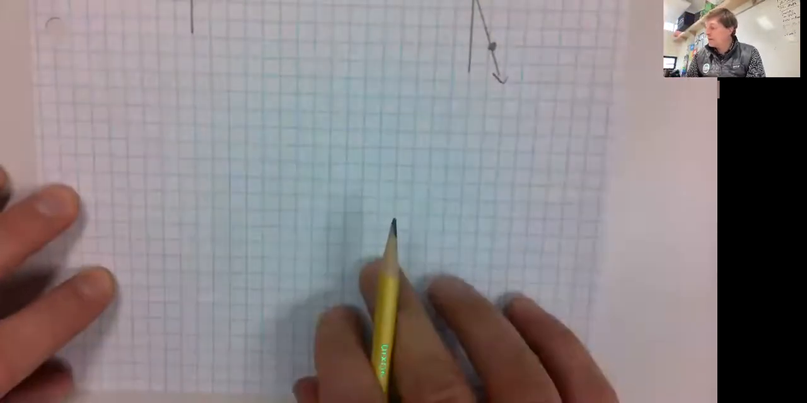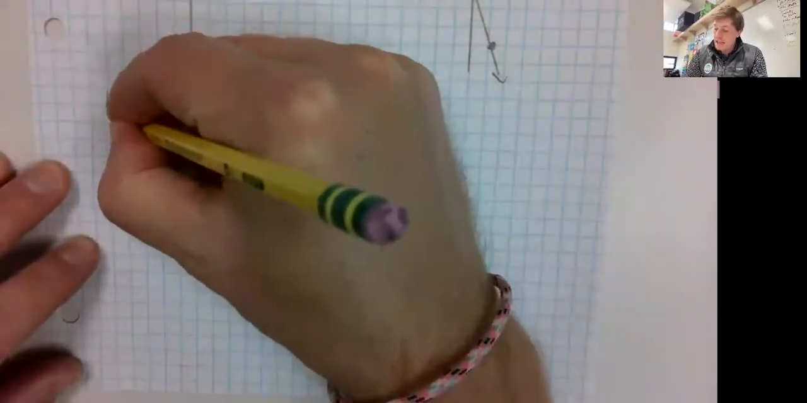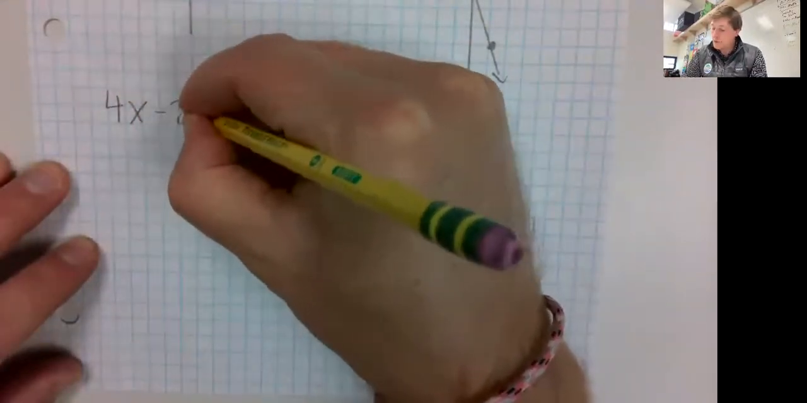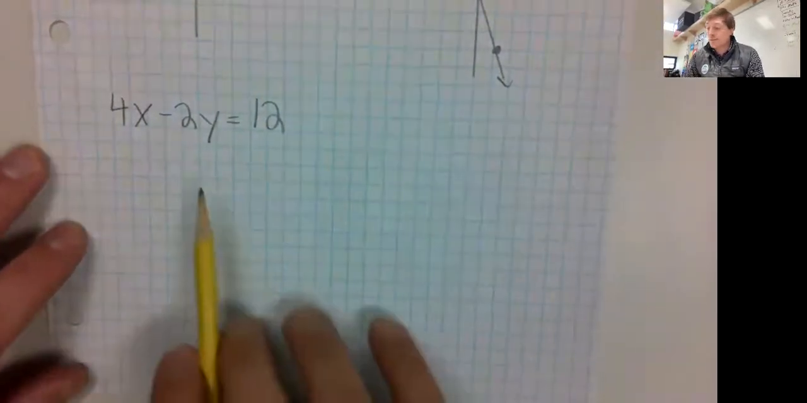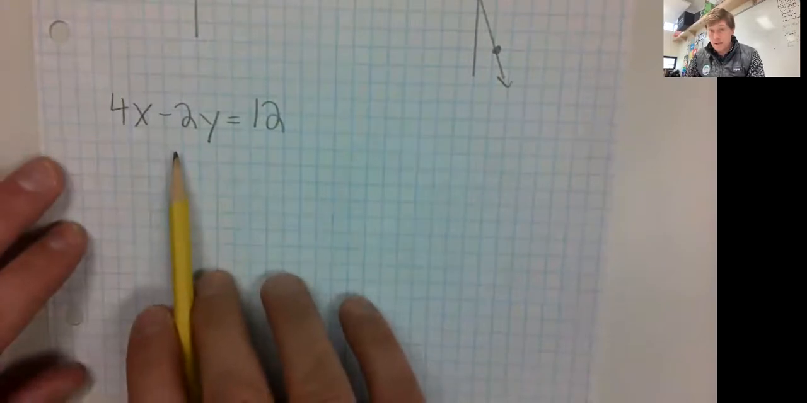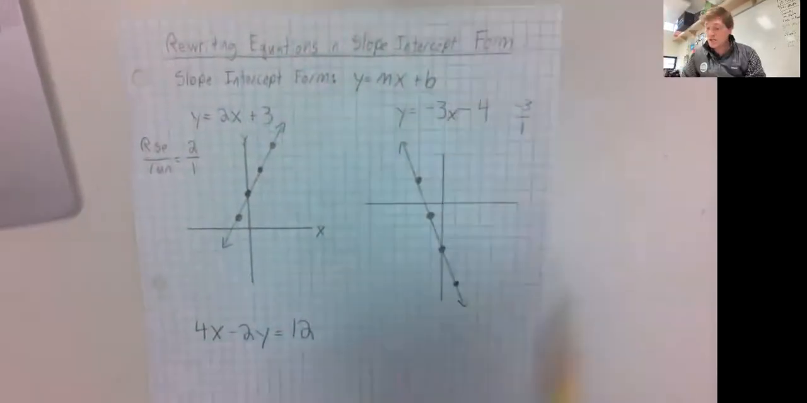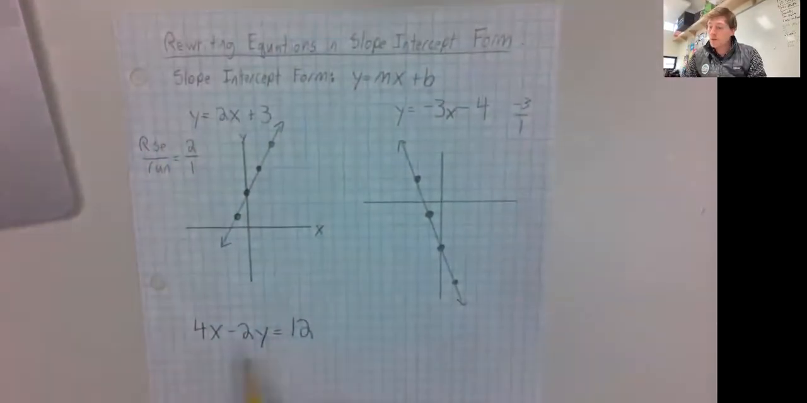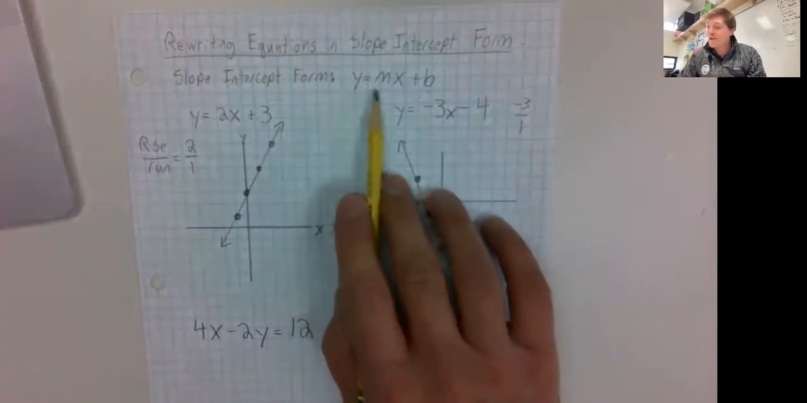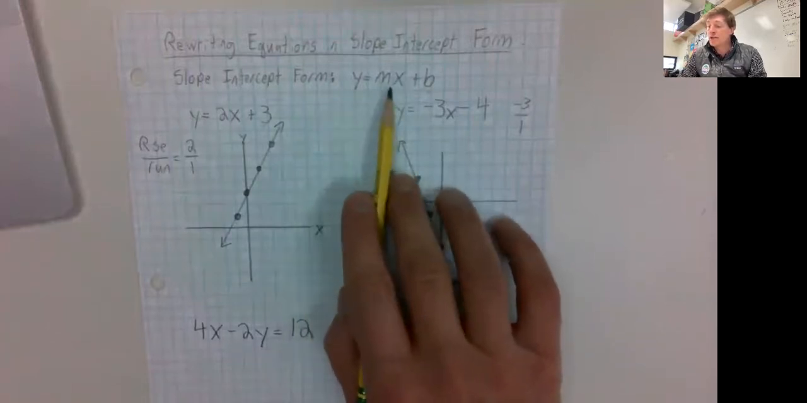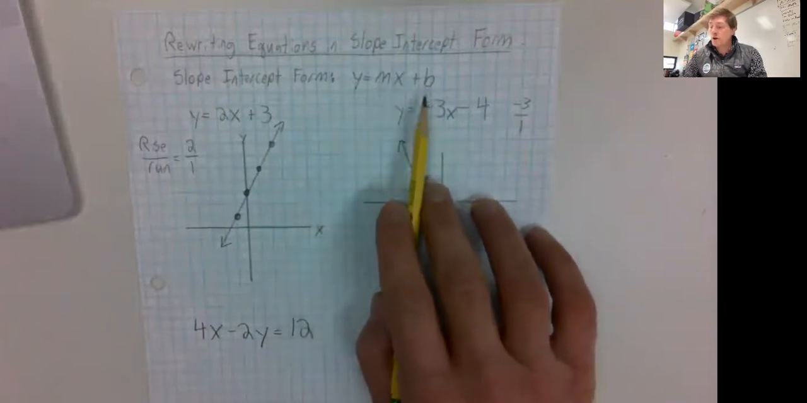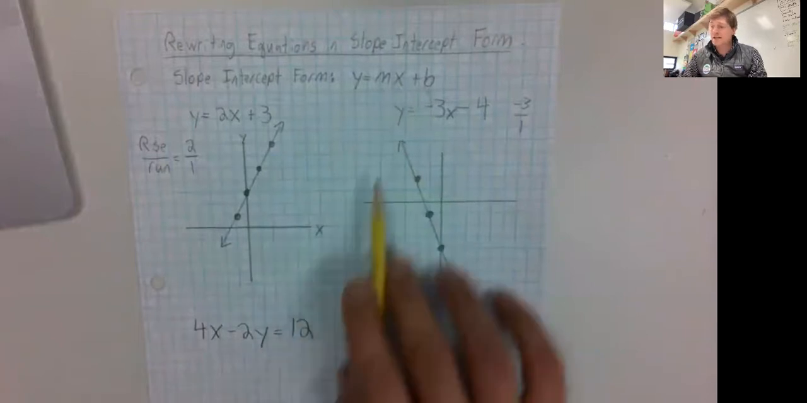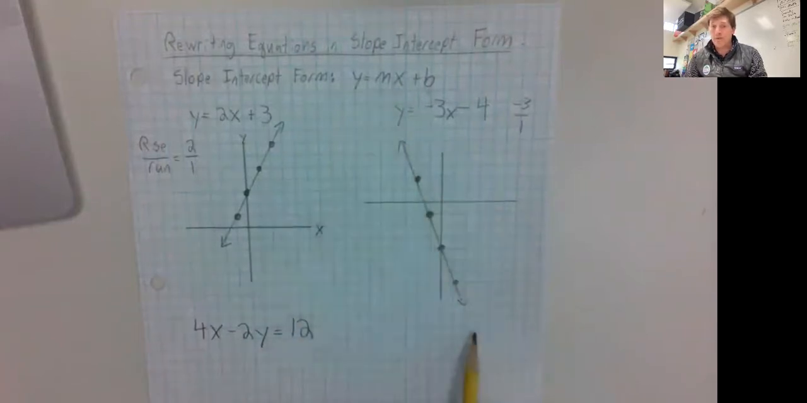Let's start with 4x minus 2y equals 12. If I asked you to graph this line, it would be a lot more difficult because it is not in slope-intercept form. Slope-intercept form has y all by itself. There's a coefficient in front of the x, and there's a constant all by itself. So this doesn't really help us. We need it to look like that in order to graph a line.